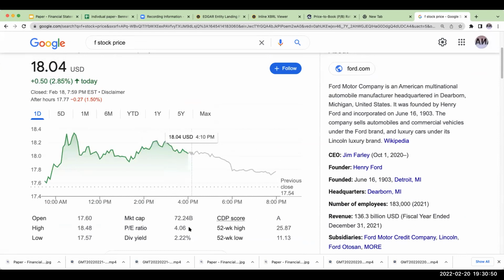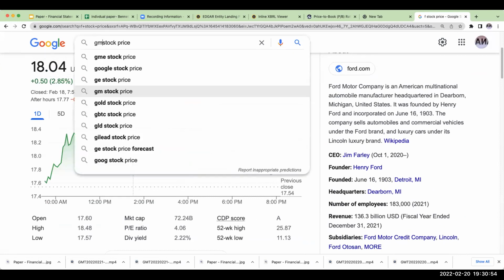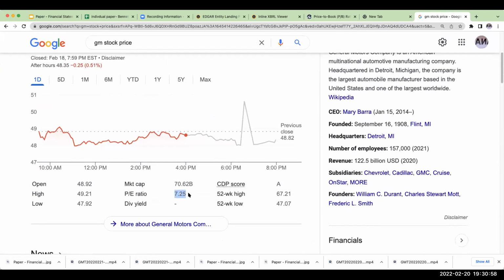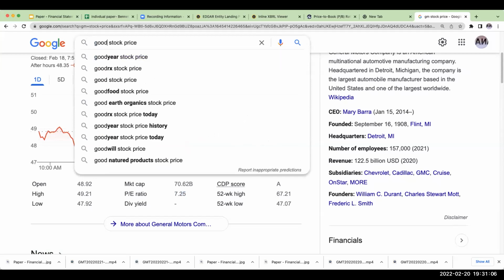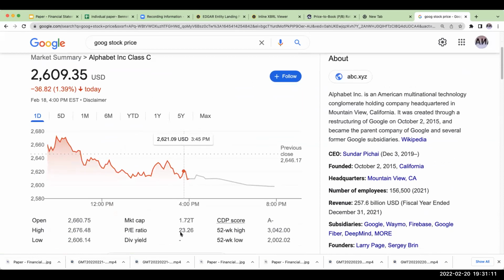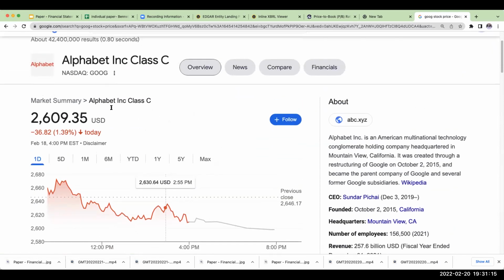But in any event, as we look at companies like Ford or GM, this can give us an idea. GM's price to earnings ratio is 7.25, meaning it's going to take GM 7 years to earn back their share price. It just gives you an idea of how overvalued or undervalued you are. For Alphabet, the price to earnings is 23.26, 23 years to earn back their stock price.